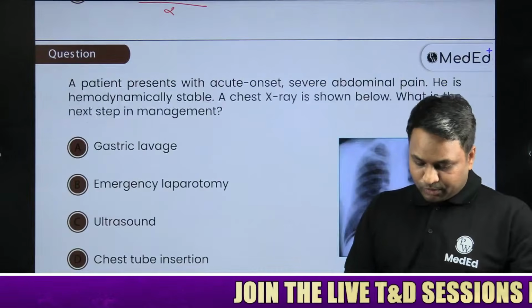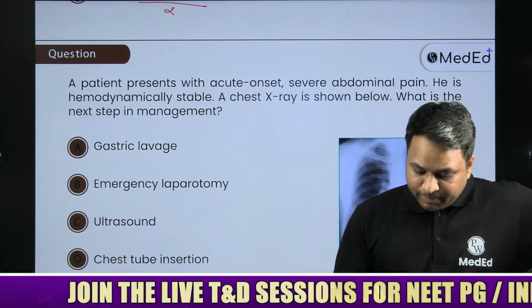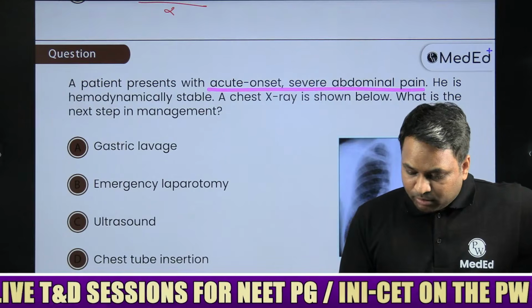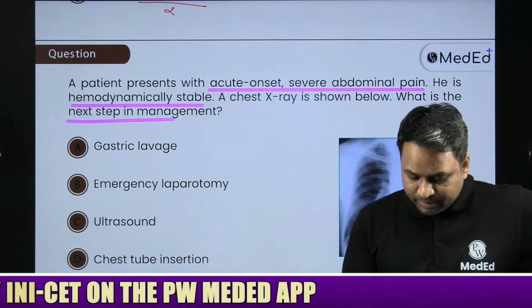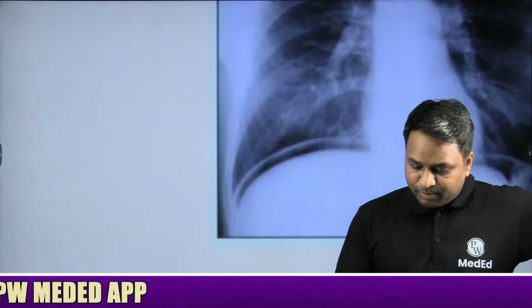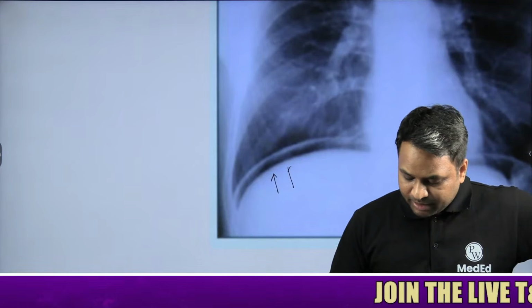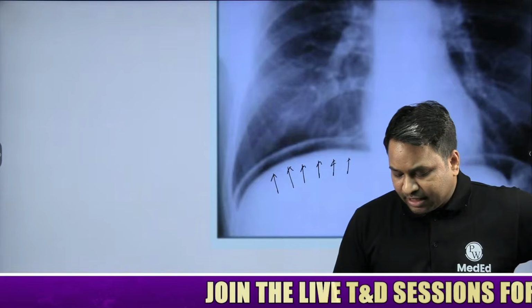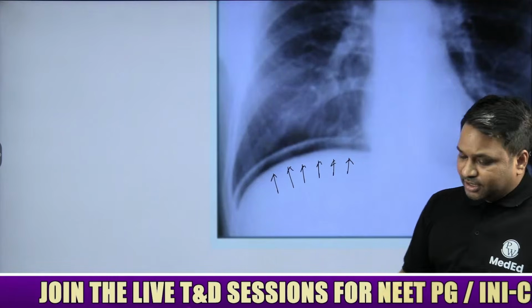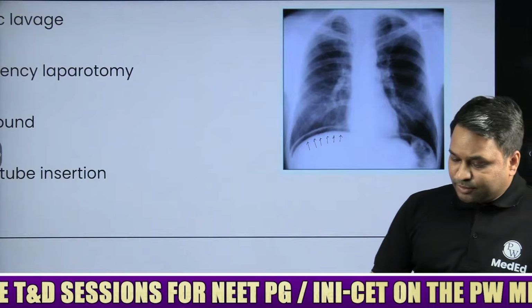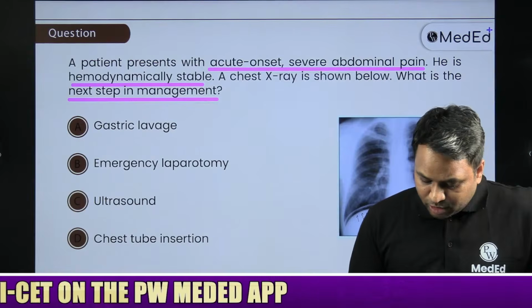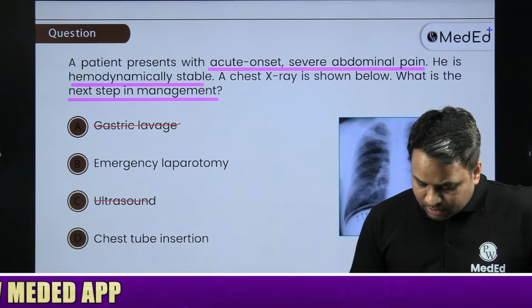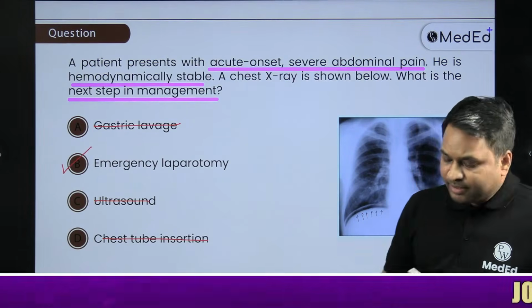All right. A patient presents with acute onset of severe abdominal pain. He is hemodynamically stable. An X-ray is shown below. What is the next step in the management? If you see the X-ray, you will notice that there is free gas under right hemidiaphragm, indicating it's a hollow viscus perforation. For all hollow viscus perforation, take the patient for exploratory laparotomy. So here the answer is not lavage, not ultrasound, not chest tube. It is your emergency laparotomy.